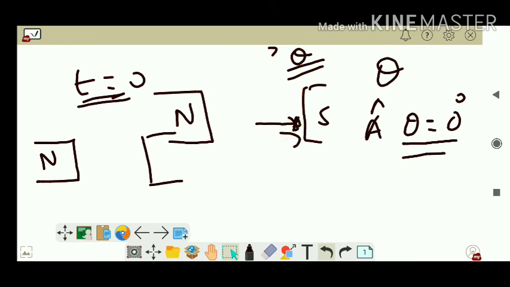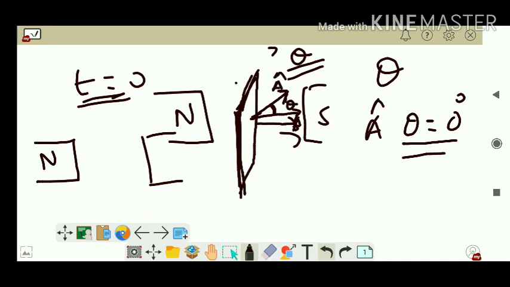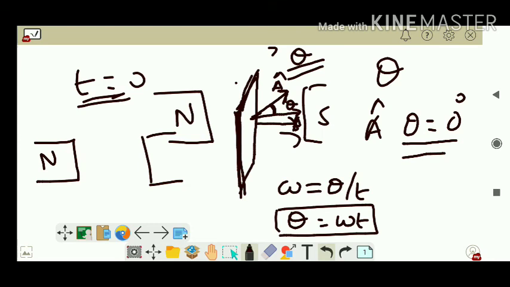Let's say, not in that way, only split angle. It's not perpendicular. I do not mean a totally perpendicular. Now this is the magnetic field lines. Now let's say the area vector is like this. So the area vector is making an angle theta. This is our I cap, this is our area vector, and this is the angle made by the area vector. And we know if this coil is moving with an angular velocity omega, then omega is equal to theta by t, and theta will be equal to omega t. This is something which you have learned earlier.